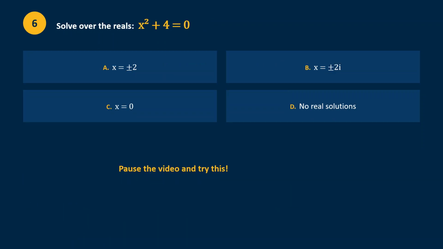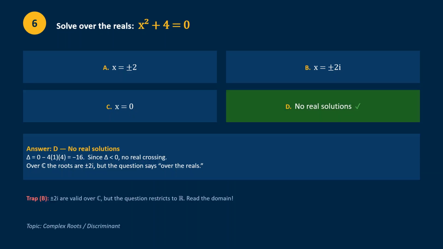Question 6. Solve x squared plus 4 equals 0 over the real numbers. Look at the choices and pick your answer. Pause now. The answer is no real solutions. The discriminant is b squared minus 4ac, which equals 0 minus 16, which is negative 16. A negative discriminant means there are no real roots.